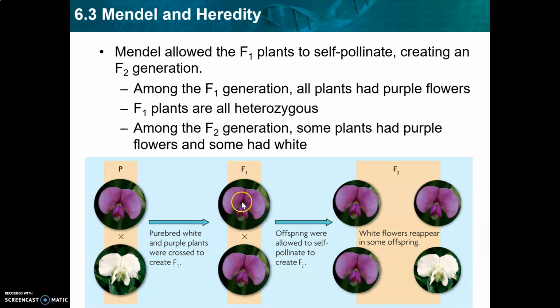purple color, just like the F1 generation did, but 25% of the offspring had that white color that was not seen at all in the F1 generation, but it was present in this second parent. So that was really interesting for Mendel and allowed him to come up with some very foundational ideas about genetics that we still use to this day.